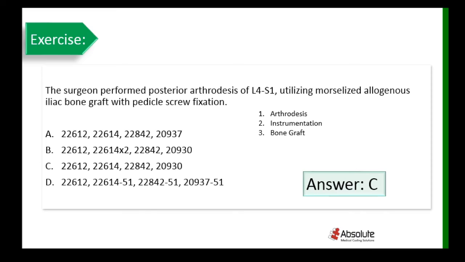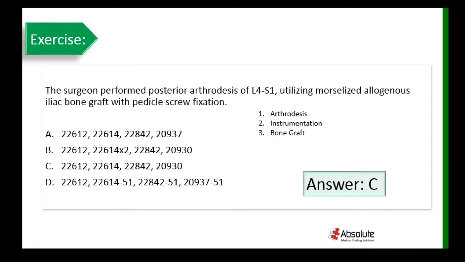I always write down my instructions. Anytime I'm coding spine surgery, I need to do that because you could have several procedures. The first procedure that took place was arthrodesis. Second, instrumentation, then bone graft. Posterior arthrodesis, your pedicle screw fixation is your instrumentation, and your morcellized allogenous bone graft is your bone graft.